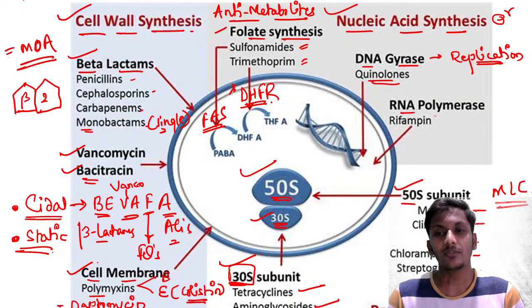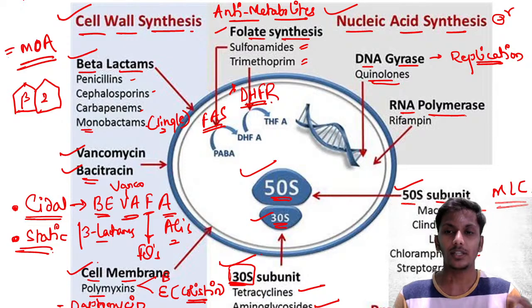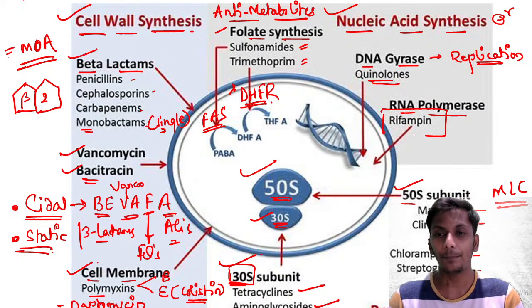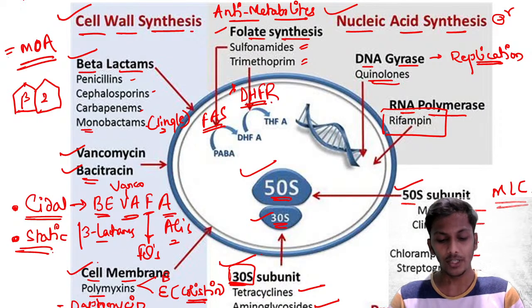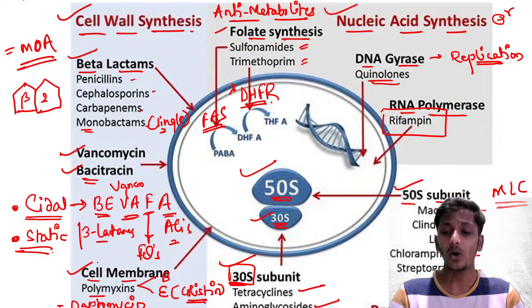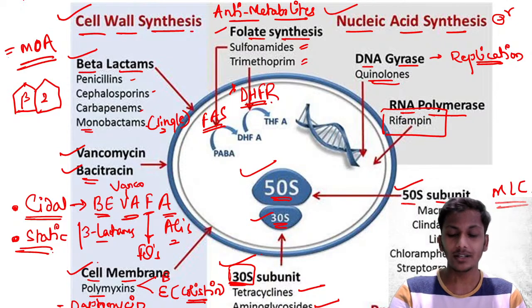Then, which is the drug which is an RNA polymerase inhibitor? The important drug that you need to remember is rifampin or rifampicin. Rifampin or rifampicin is an RNA polymerase inhibitor. Now, I hope you have understood the broad classification.